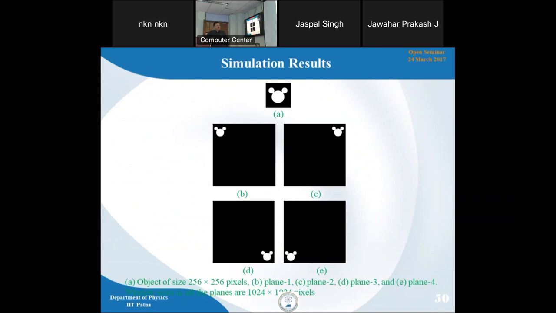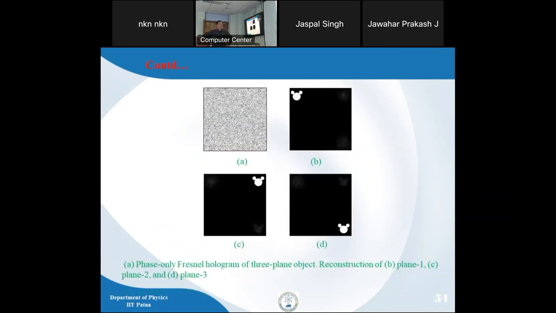You have an object of this size, then plane 1, plane 2, plane 3, plane 4, and at the end we can combine them all. This is the phase-shifted Fresnel hologram of a 3-plane object, and this is the reconstruction. The moment you reconstruct this hologram, you get the individual planes at that particular distance. During reconstruction, you use those same values that were used in the recording, and you can do that immediately.